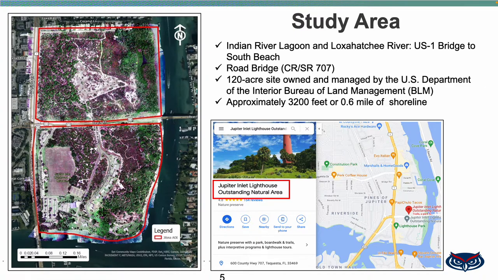Here we have our study area, which is located in Jupiter, Florida, with the Indian River bounding our shoreline of interest to the east and the Loxahatchee River bounding our shoreline of interest to the south. The Jupiter Inlet Lighthouse ONA, which is the outstanding natural area, is to the north. More particularly, the area of interest is highlighted in red over here. So here, when we see the shoreline, is where we are going to take a subset of the area and then try to compute the volume change in that particular region.